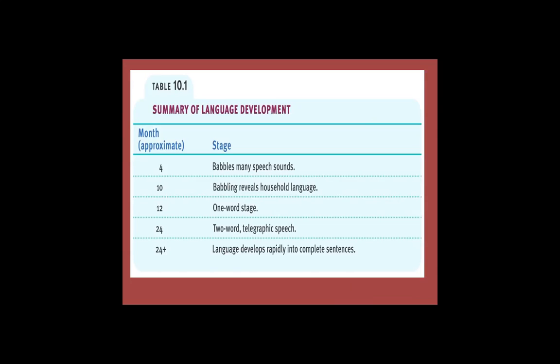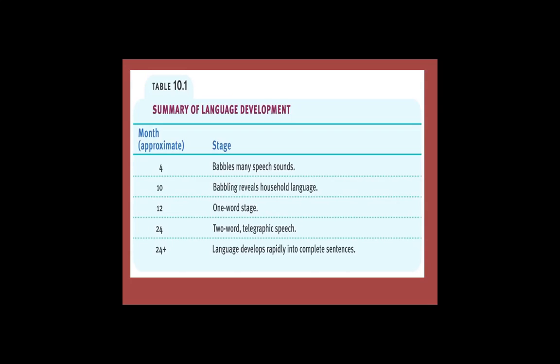Here's the month approximation. So at 4 months babies may babble. They babble many speech sounds. At 10 months, babbling reveals household language. At 12 months, one-word stage. At 24 months, two words, telegraphic speech.